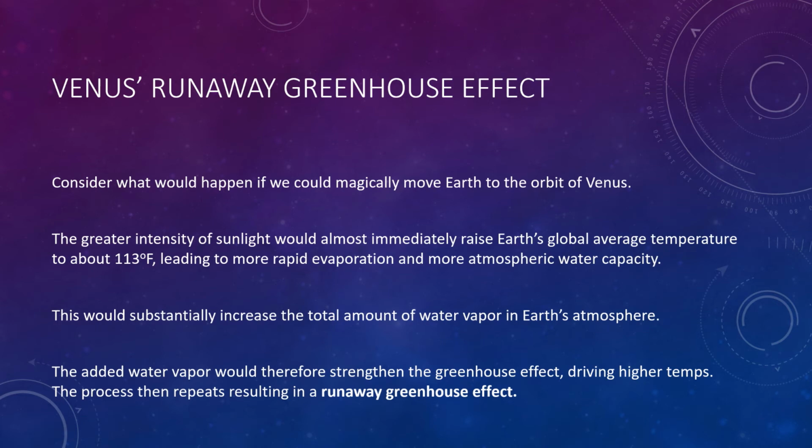The added water vapor would therefore strengthen the greenhouse effect, driving temperatures a little bit higher. The higher temperatures, in turn, would lead to even more ocean evaporation and more water vapor in the atmosphere, thus strengthening the greenhouse effect even further. In other words, we'd have a positive feedback process in which each little bit of additional water vapor in the atmosphere would lead to a higher temperature and then even more water vapor. This process would rapidly spin out of control, resulting in a runaway greenhouse effect.